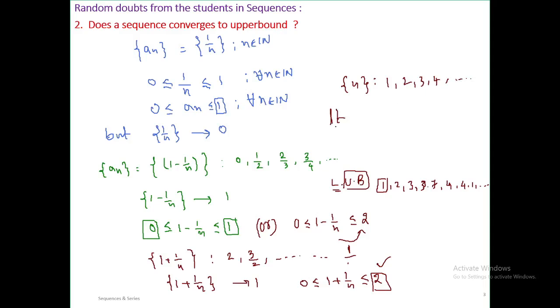You apply the limit as n tends to infinity. What is an? The nth term is n. So the limit as n tends to infinity of n is nothing but infinity. It diverges. Every increasing sequence need not converge. It has to be bounded above, and then only it converges to its supremum or least upper bound.